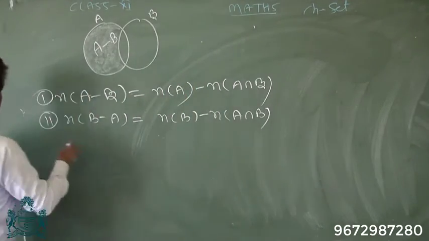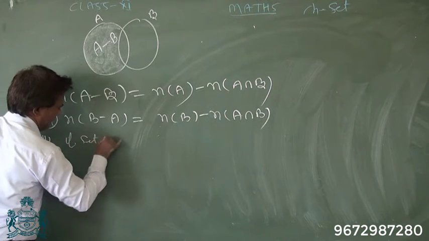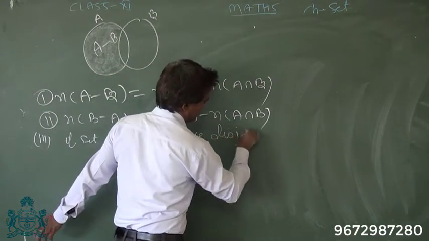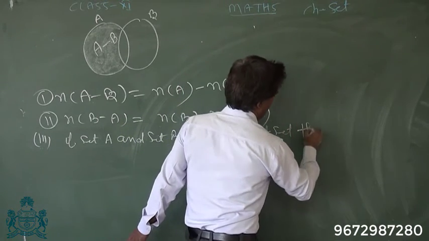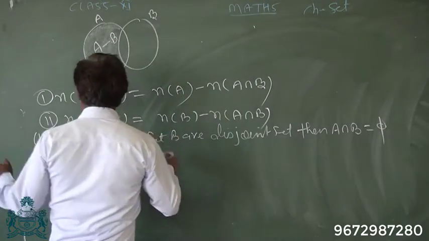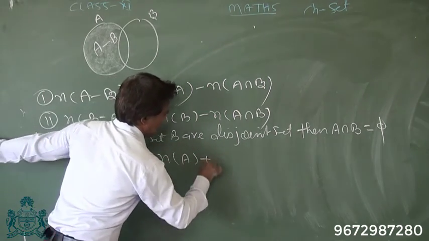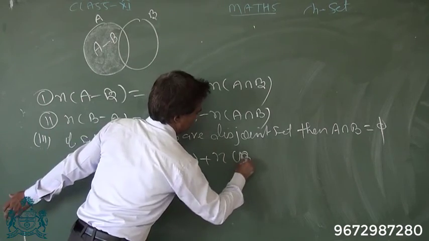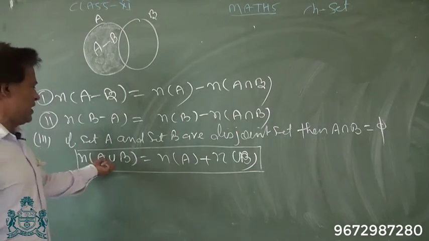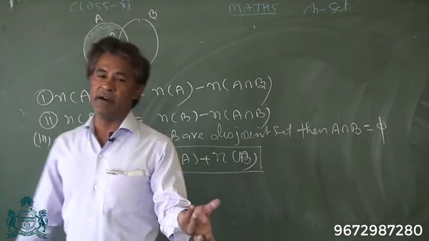Now, the most important property: if set A and set B are disjoint sets, then obviously A intersection B equals the empty set, okay? And in this condition the number of elements in A union B equals n(A) plus n(B). Got it? Using this formula we can find the number of elements in A union B, but the point to be noted here is that A and B both must be disjoint sets.